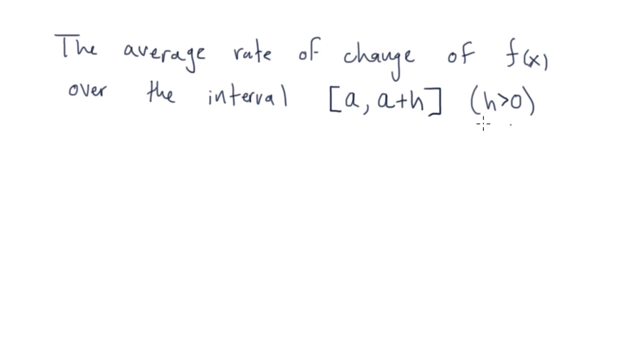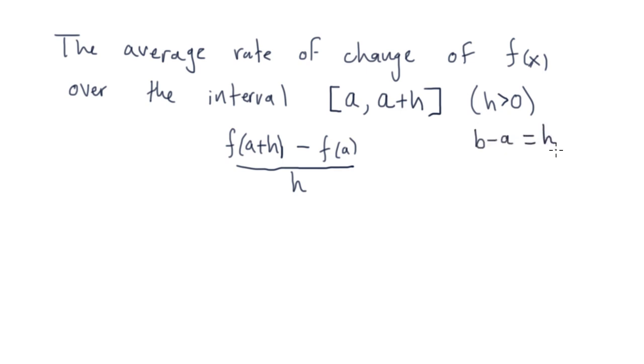But over this interval, the average rate of change of the function is just f of a plus h minus f of a, all over h. And notice again that I'm dividing by the length of the interval, which is b minus a. Maybe I'll just put that down. So b minus a, I'm thinking about as h, based on how we defined average rate of change before.